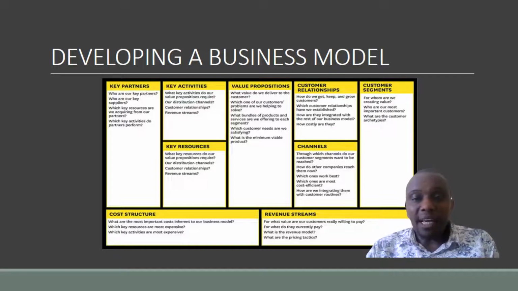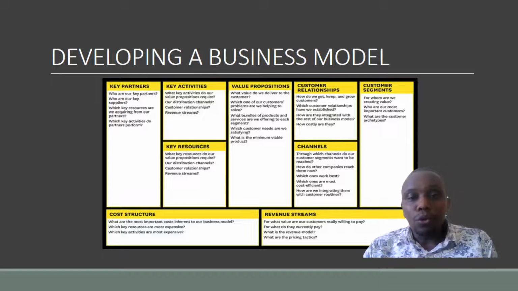Now we start from the customer segment because the first question that we need to ask ourselves is who is the customer of our idea? So we have offered a solution to a group of people. And who are these people? Who are these people that we are offering the solution to? And therefore, the customer segment is very important because it helps us to understand the real customer or the main customers of our business.